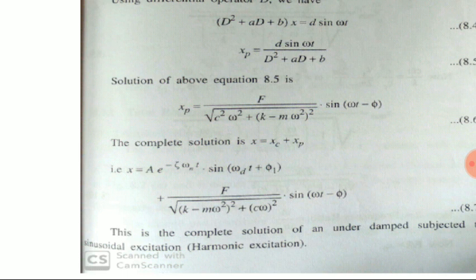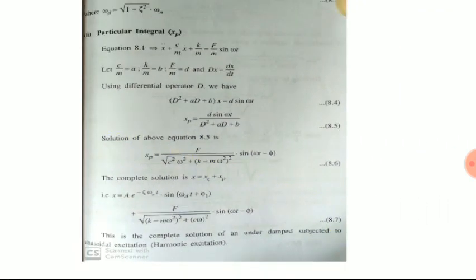Clear? There comes a term of time in the exponential function. So there will be variation of amplitude of the complementary function with respect to time. The complementary function varies with respect to time because there is time in the exponential term of the complementary function. Next we are moving to the next slide.